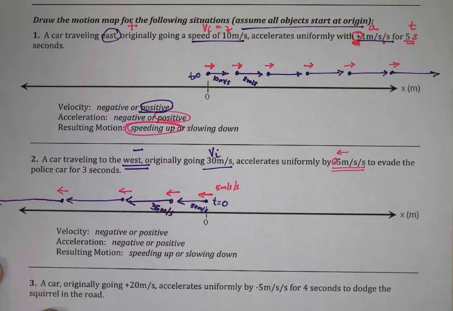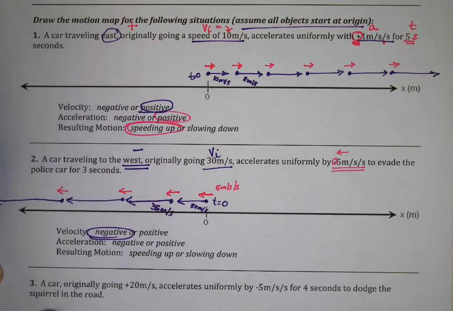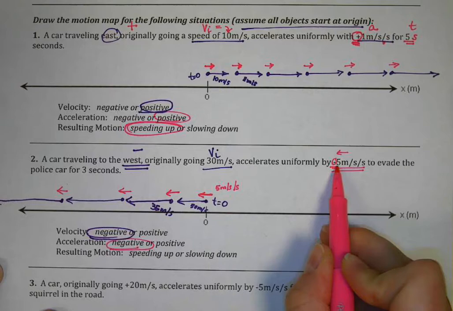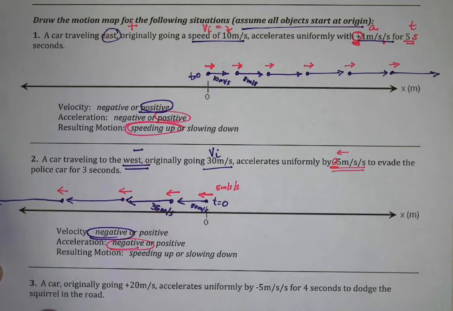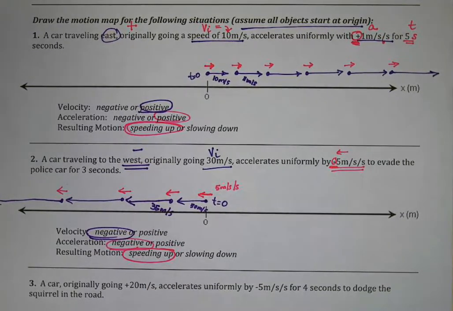Now let's take a look at what our directions are in the resulting motion. The velocity is to the left or west, so that is negative. Acceleration is also negative, as seen by the negative sign up here. And the resulting motion is that the car is speeding up. Perhaps you shouldn't speed up to evade the police, but we can't all be so perfect.